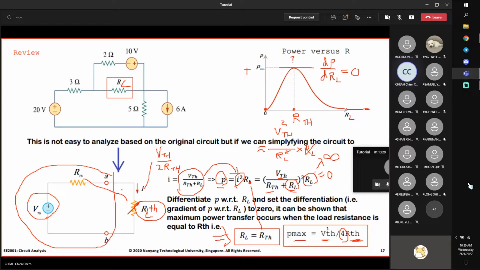Now if you directly use your load voltage, VL, then it's just VL squared over RTH. But you can check that VL is half of VTH because these two resistors are the same. Then you still end up with this one. Any questions?